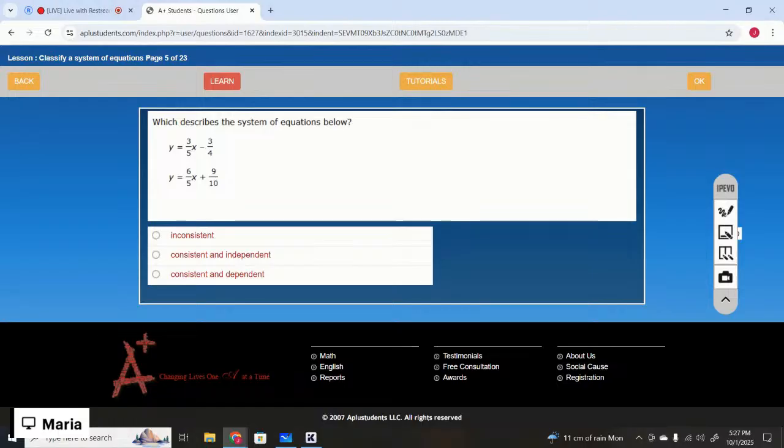Which describes the system of equations below? Y equals 3/5x minus 3/4 and y equals 6/5x plus 9/10. So both the equations have different slopes. That means the system is consistent and independent. Option number 2 is the correct option.